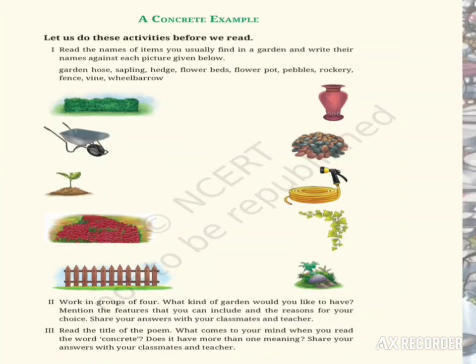So the first image here is of a hedge. Second is a wheelbarrow. Third is a sapling. Fourth is flower beds. Fifth is fence. The sixth image here is flower pot. The seventh image here is of pebbles. The eighth image is garden hose. Ninth is vine. And the 10th is rockery.